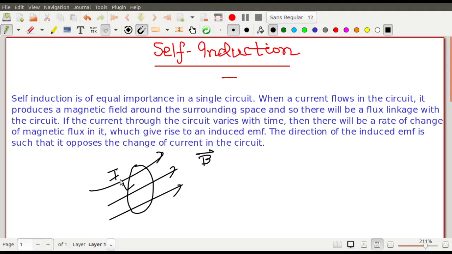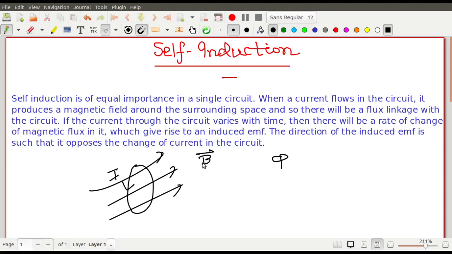Now what actually happens is that when the current is flowing through this particular coil, according to Biot-Savart's law, some magnetic field will be created in the vicinity of this coil. Corresponding to this magnetic field there will definitely be a flux. So this is the flux that passes through that particular circuit which I have written. When a current flows in the circuit it produces a magnetic field, and so there will be a flux linkage with the circuit. So these are the flux. You have some flux over here, right?